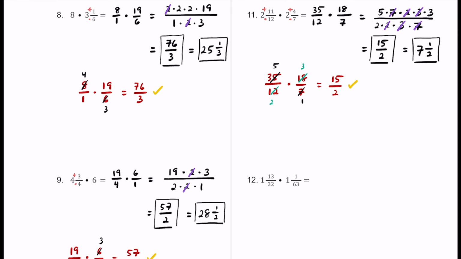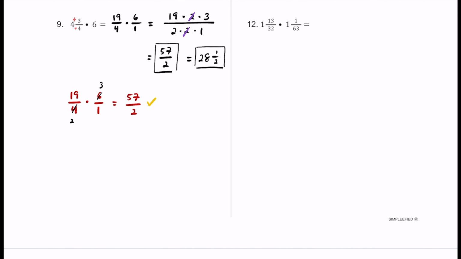For number 12, we have another set of mixed numbers here, last problem. So let's see here. 1 times 32 is just 32. 32 plus the 13 should be 45. So I'm thinking this first one is 45 over 32. That's that version. And for the second fraction, 1 times 63 is 63. Plus 1 on top is going to be 64. So that's going to be 64 on top over 63 on bottom.